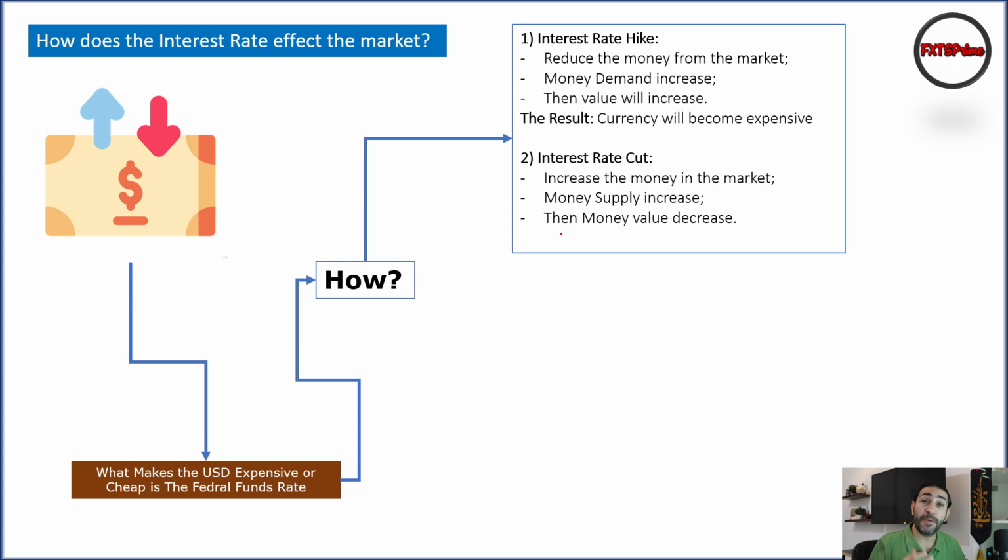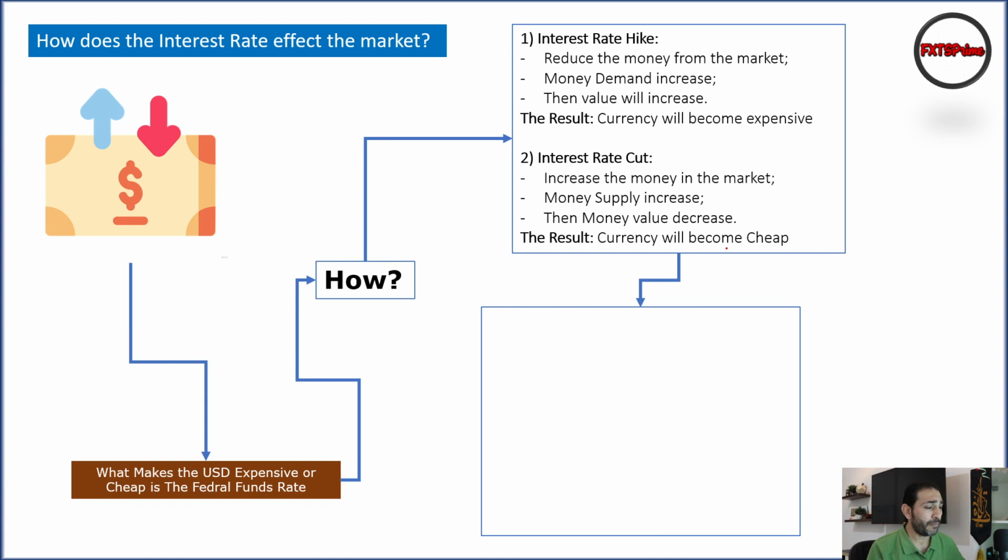And that is how, when there is too much money in the market, everything will become expensive and the money will be useless, low value. So the result of an interest rate cut is that the currency will become cheap. So I hope that I have explained the interest rate properly for you guys.